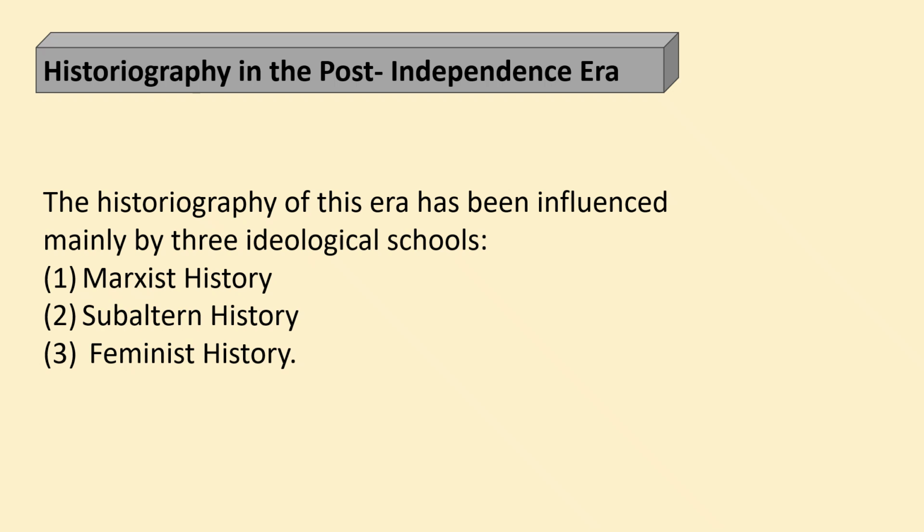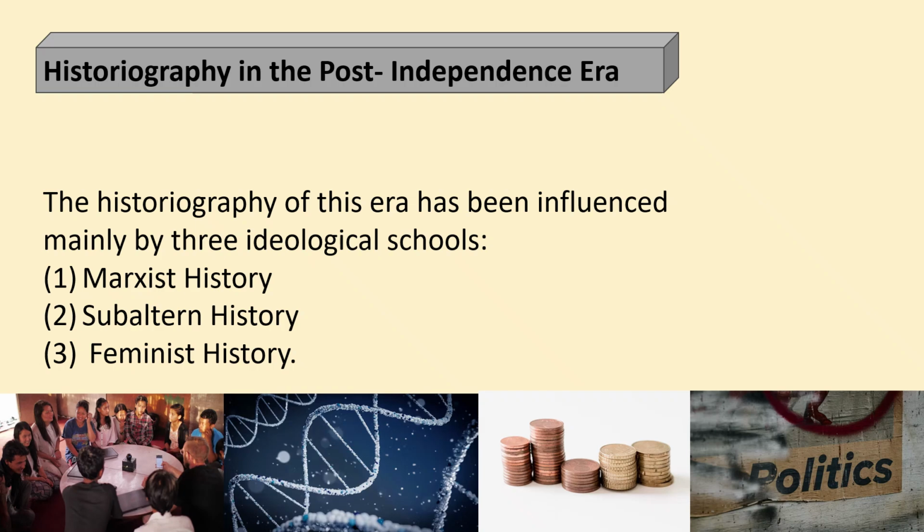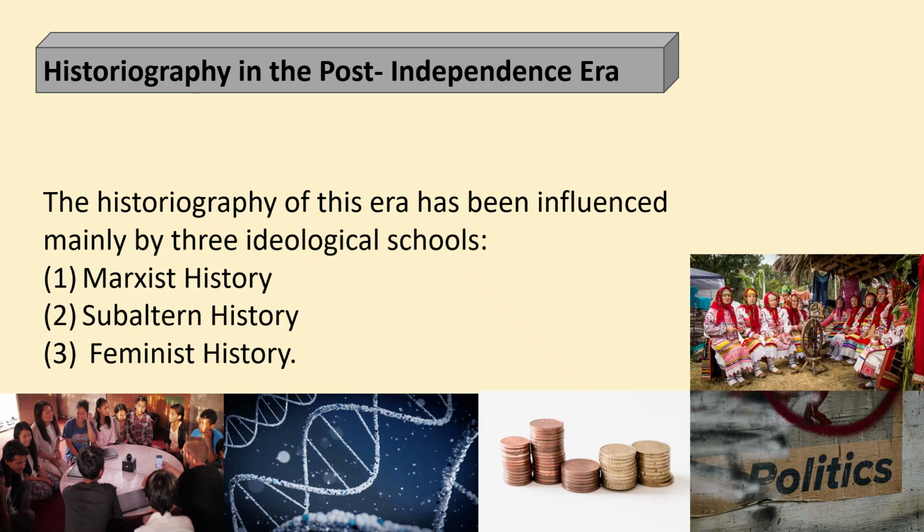Historiography in the post-independence era. The historiography of this era has been influenced mainly by three ideological schools: the Marxist history, the subaltern history, and the feminist history. Scholars of this era began to feel the need of writing histories of various communities, sciences, economic systems, political ideologies, and cultural aspects.